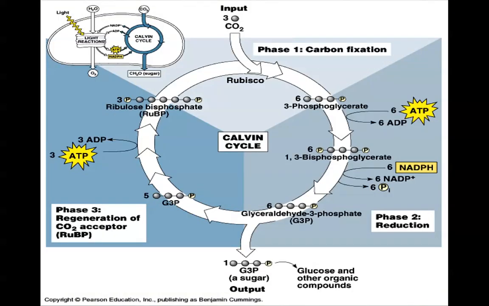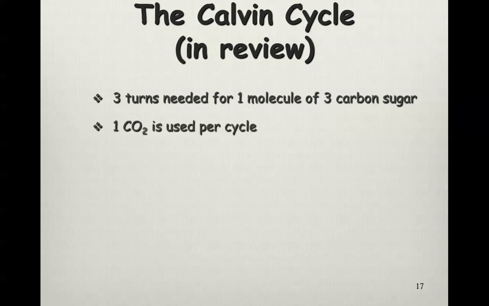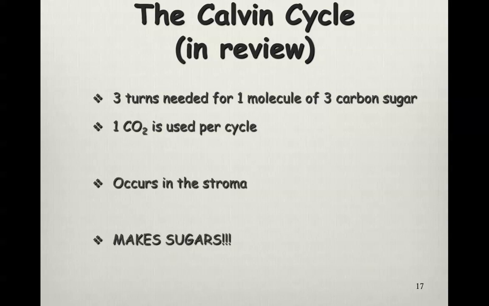So this is the whole complex process, but what I want you to understand about that process is the fact that it's a cycle. It needs 3 turns for 1 molecule of 3-carbon sugar, because only 1 carbon dioxide is used per cycle. And 1 carbon dioxide equals 1 carbon sugar. So it occurs in the stroma and it makes sugars. Very, very basic. It uses the energy from the light reaction in order to produce sugars. It also uses carbon dioxide.